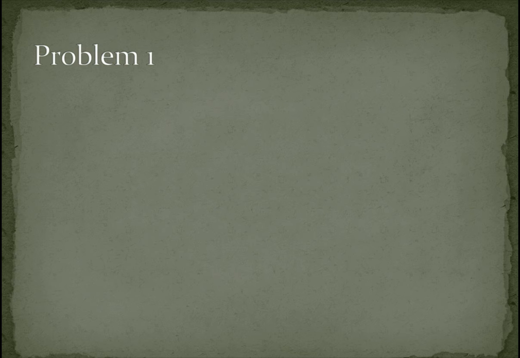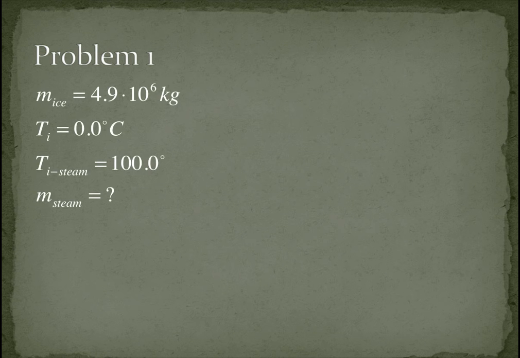So problem 1, which is actually the second one on the assignment, is about an ice palace being melted by applying steam to it. They give us the mass of that palace, 4.9 times 10 to the 6th kilograms. Initially it's at 0 degrees Celsius and they apply steam at 100 degrees Celsius. And the question is, how much steam do we need to apply in order to melt the entire palace?